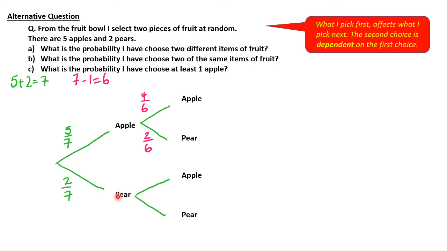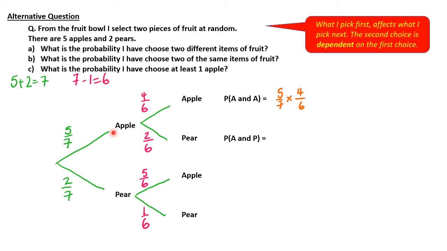If I took a pear to begin with, I haven't touched any apples, so there's still 5 apples out of the 6 items of fruit. If I took a pear to begin with, there must only be 1 pear left out of all 6 items of fruit. And now I've got 4 different things that could happen. I could go along the top branches, so I could have an apple and an apple. And we know if it's an and situation, I multiply these probabilities together.